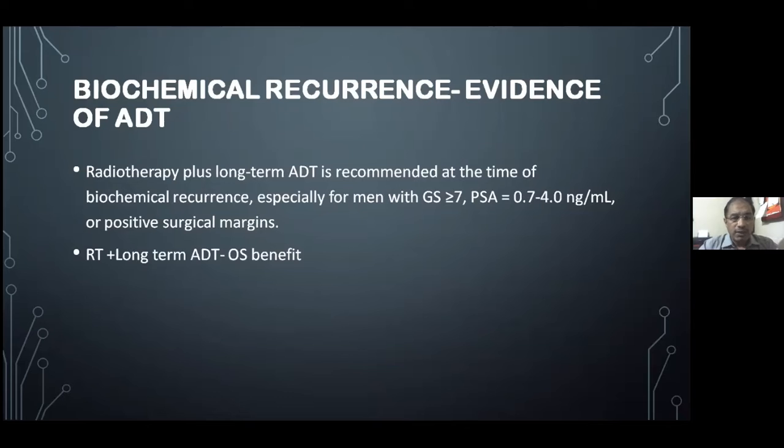Again, coming to biochemical recurrence, the radiotherapy plus ADT is recommended at the time of biochemical failure, especially for patients with Gleason 7 or more, PSA 0.7 to 4.0, and or for positive surgical margins in these patients. RT plus long-term ADT has overall survival benefit. So there is a potential role in patients having high risk disease, and if you have not given it at that time, then when you do have a biochemical failure, this option remains for these patients, which may benefit these patients.